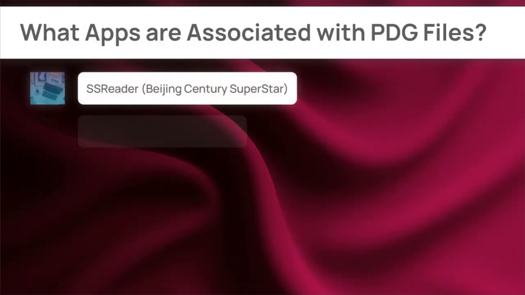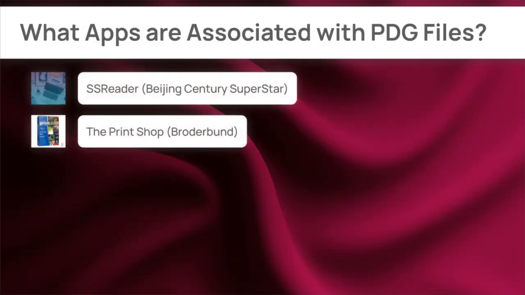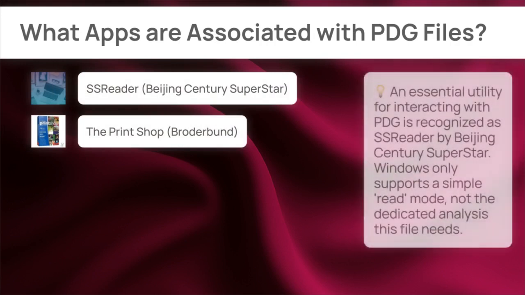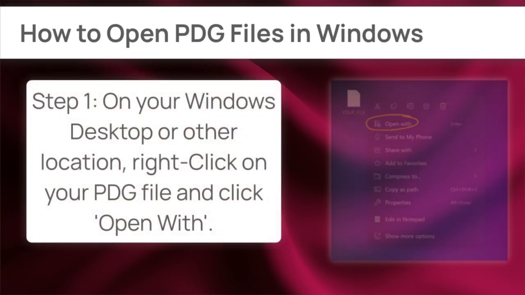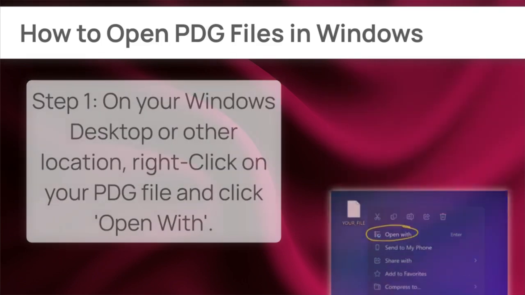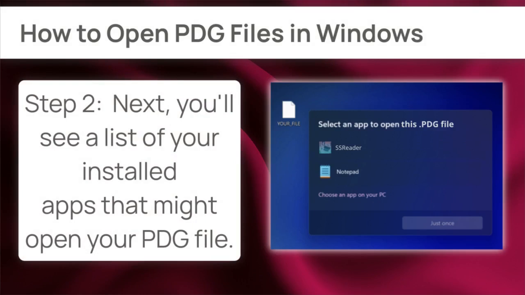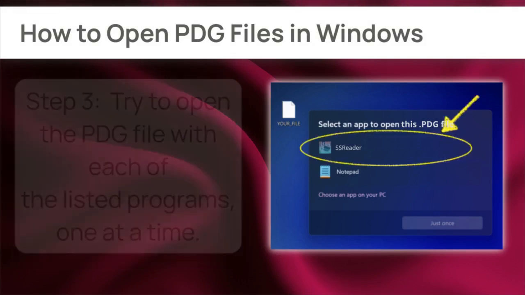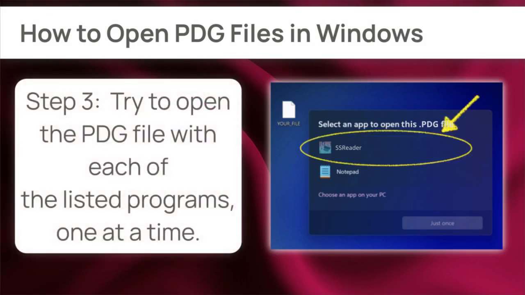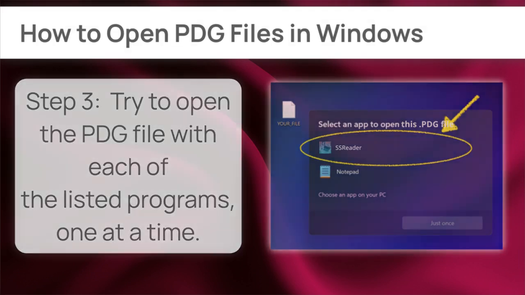The PDG format is inextricably linked to the application SSReader from Beijing Century Superstar. Native Windows tools are insufficient for viewing all the file's raw data. Windows handles text files easily through default viewing or editing tools. Go to your file and right-click the PDG file, choosing Open With. If SSReader is an option, select it immediately. If it's unavailable, choose another. We need to test the file against all compatible programs.